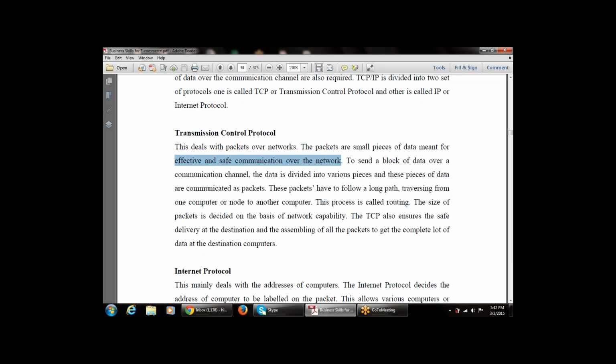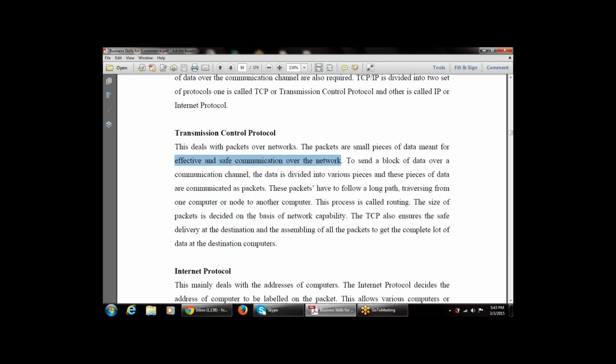That is, TCP also ensures that there is a safe delivery, that is, an error-free delivery at the destination, and the assembling of all the packets. So its main role is to provide security and also reassemble the packets at the destination to get the complete lot of data at the destination computer.